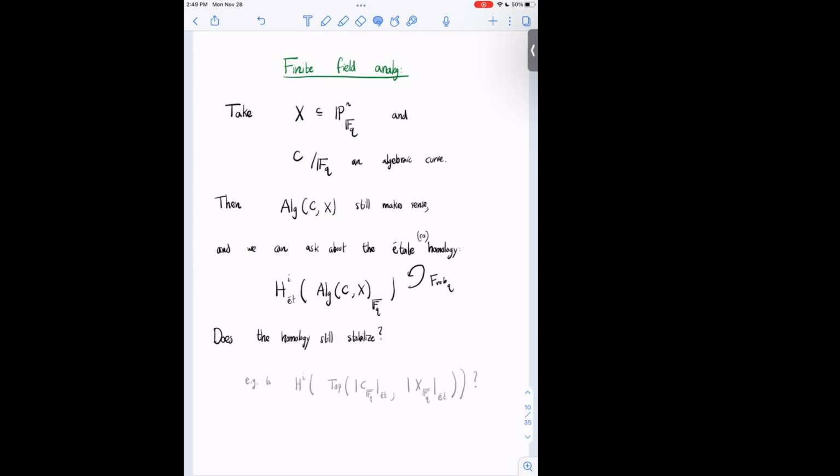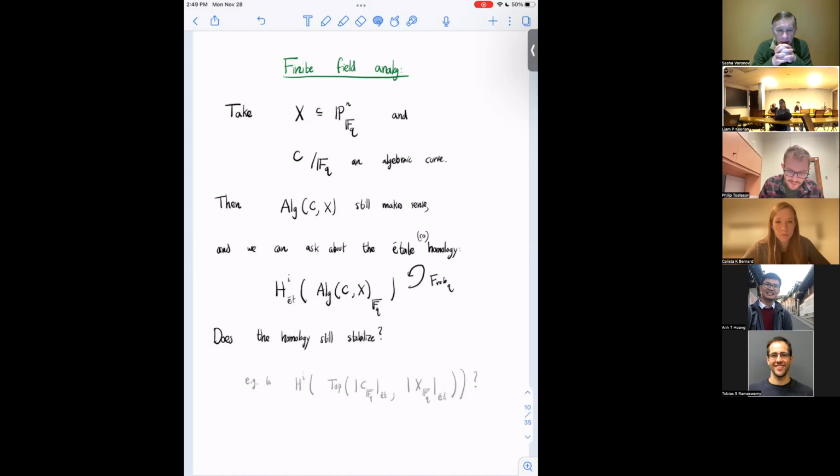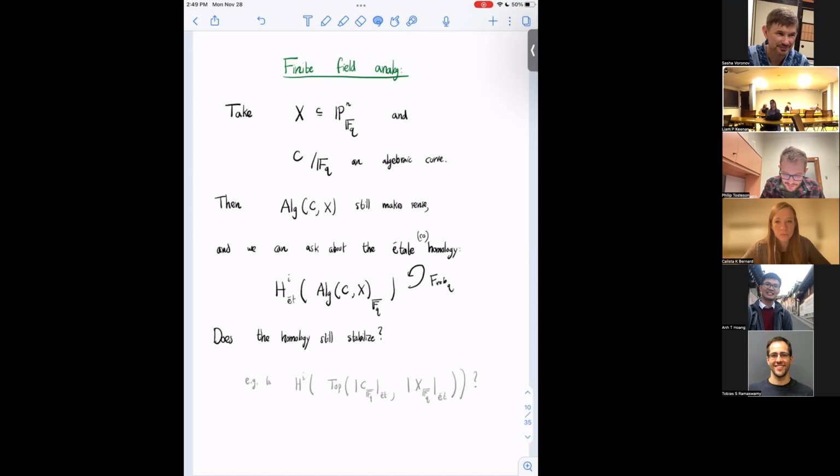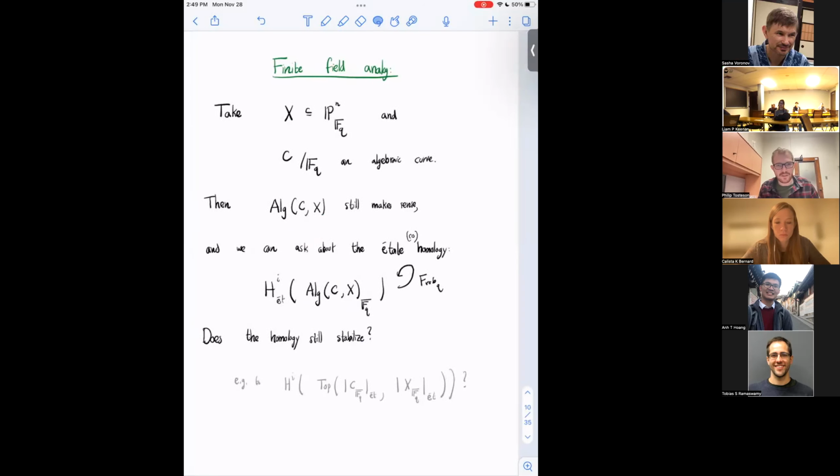Whenever you have an algebraic variety, say defined over the integers, you can reduce it mod p. So we can consider a finite field analog: a variety defined over a finite field, such as an algebraic curve. Now, instead of just the ordinary cohomology, we can ask about the étale cohomology, and we can ask whether the cohomology stabilizes to something like the topological cohomology.